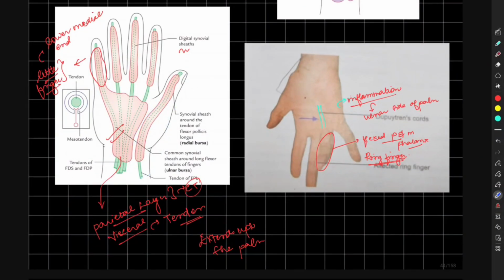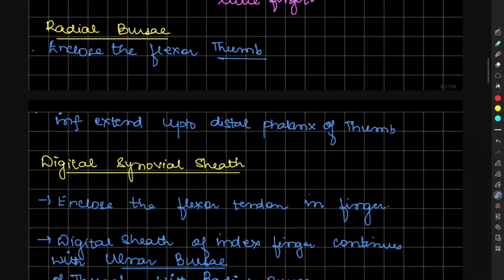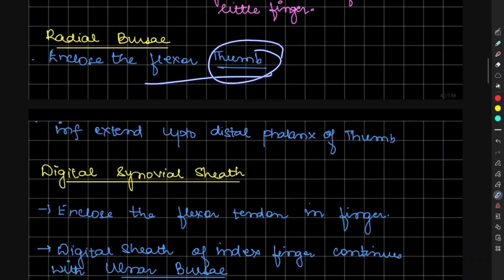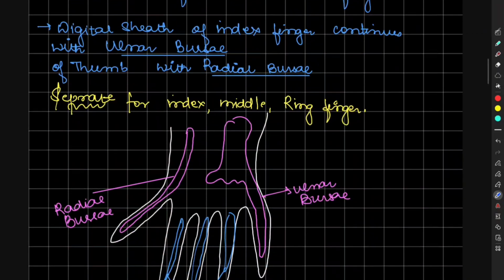If we talk about the radial bursa, it extends up to the distal phalanx of the thumb. Up to the distal phalanx of the thumb, and as you can see, it is the synovial sheath around the tendon of the flexor pollicis longus. That is the radial bursa. The radial bursa has very few points. It encloses the flexor tendon of the thumb, and inferiorly extends up to the distal phalanx of the thumb.